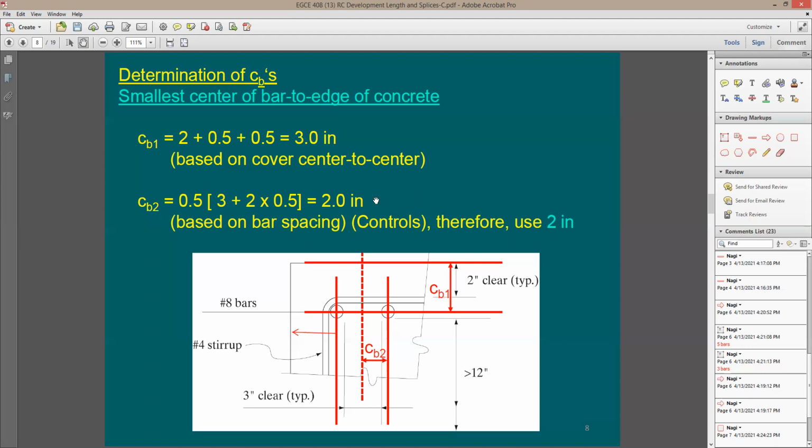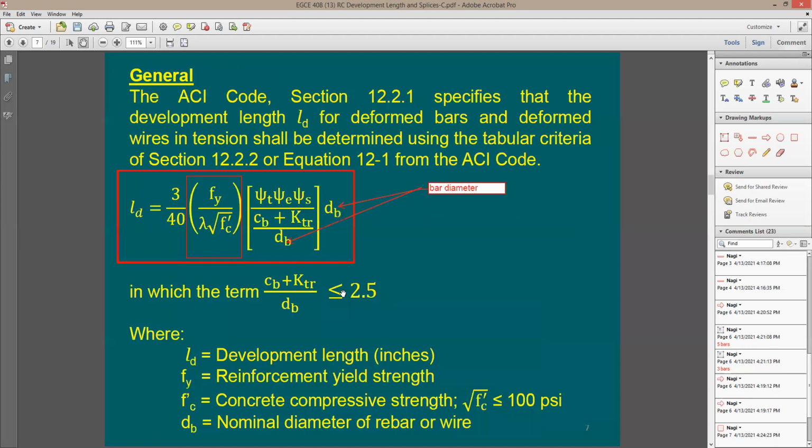Can you explain CB2 one more time, please? Okay. Again, CB is a clear distance from the center of the rebar to the concrete edge or face. This is what the code says. This is the CB we're going to be using in the equation.